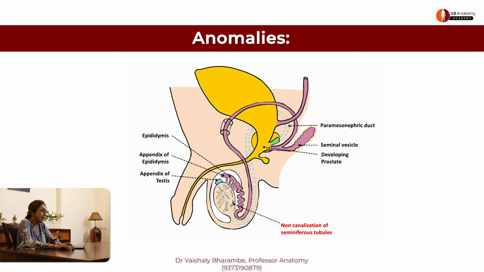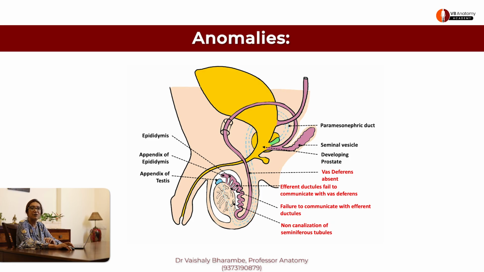So, non-canalization of seminiferous tubules. Efferent ductules fail to communicate. Efferent ductules do not communicate with vas deferens. No development of vas deferens. You can just keep on carrying these anomalies throughout till the prostate. Okay, so all these anomalies are very much possible.